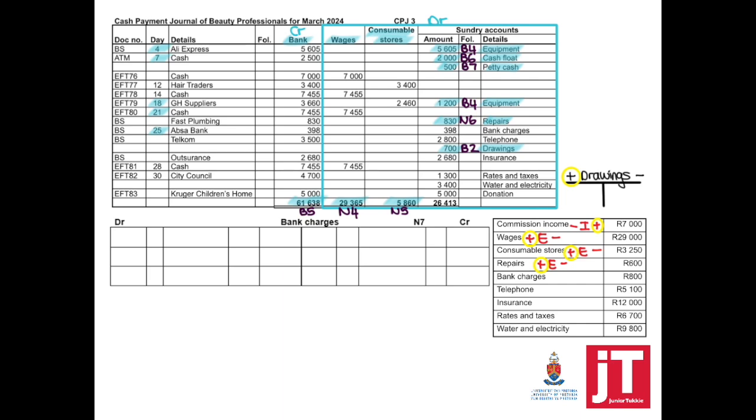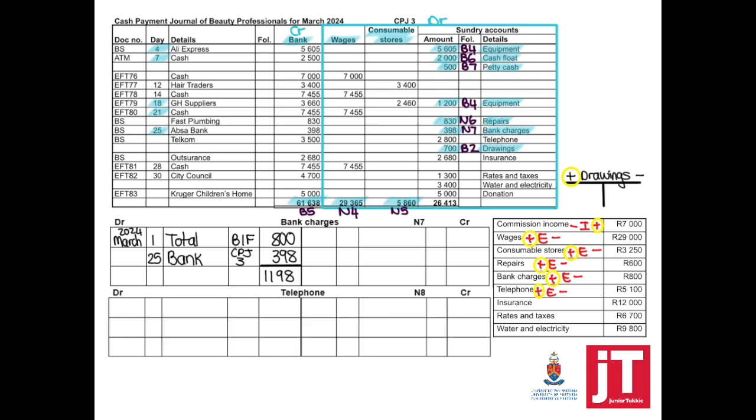Bank charges is regarded as an expense. On the debit side, on the first day of the month, total brought forward 800. Step number 2, from the CPJ, bank is credited. Bank charges will be debited on the day of the transaction, which is on the 25th. Last step, at the end of the month, total. So take 800 plus 398 equals 1,198, which is my new total.